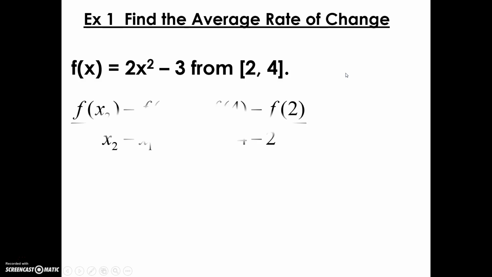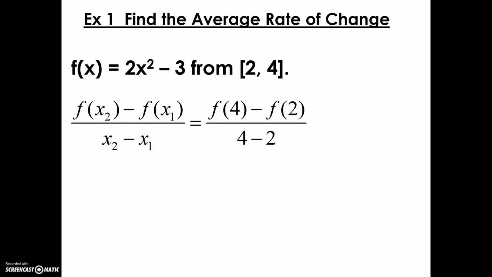So the first thing you have to do is find out what f of 2 and f of 4 is. So off to the side, you can calculate. I'll plug in 2 into the formula and find that result, and then plug 4 into the formula, find that result, and I will get 29 minus 5 over 4 minus 2.